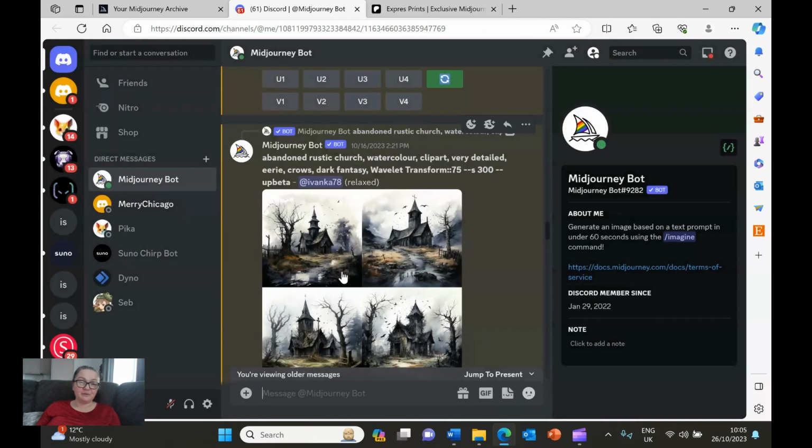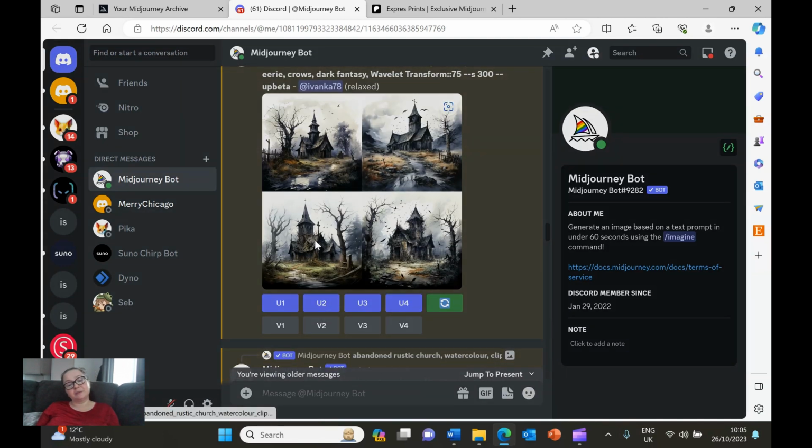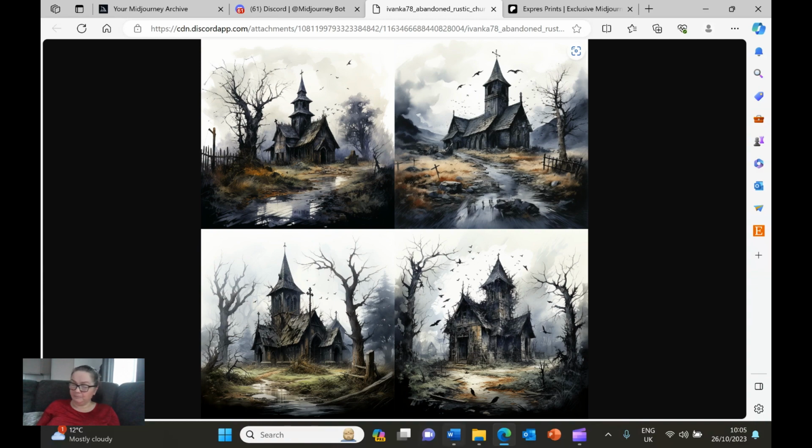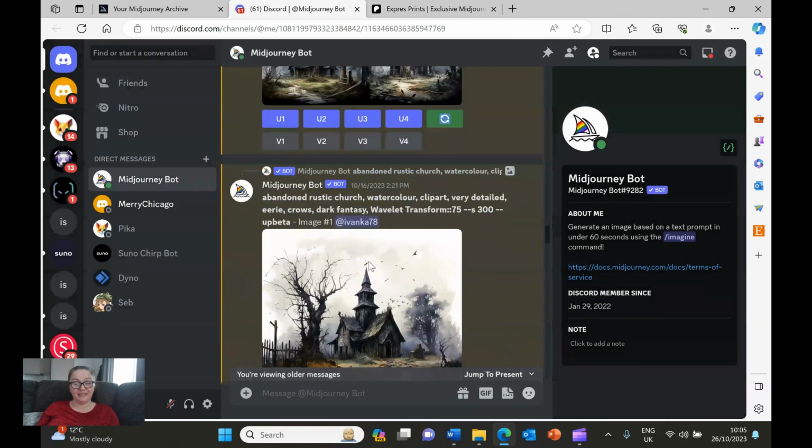Really beautiful artworks. Abandoned rustic church, watercolor clip art, very detailed, and I put my wavelet transform to 75, but I also changed the stylize value to 300. Now, guys, stylize beautifies the image, but it also gives Midjourney more power to change the visual. So it's a little bit prettier, of course, than the other ones. This is what I've been testing, still looking for my tipping point.